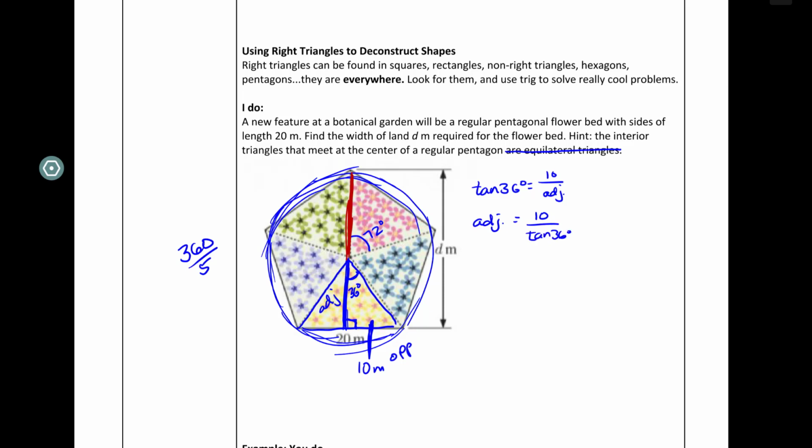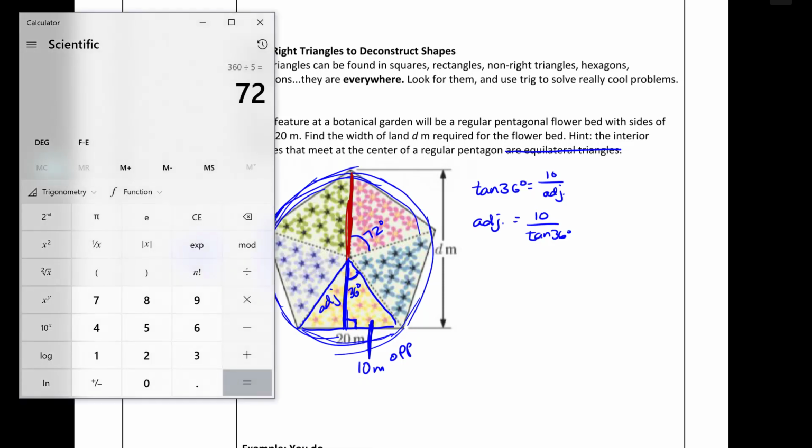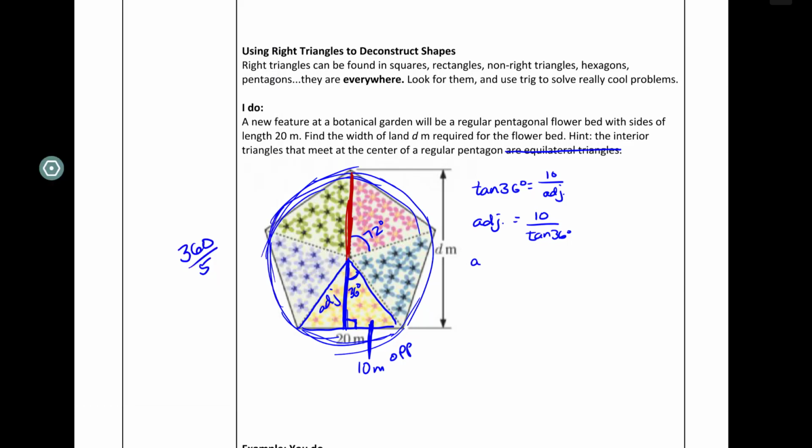And we'll go to our calculator to plug that in. And that will give us about 13.7638. Again, we don't want to round that yet, 13.7638, and so on and so forth.